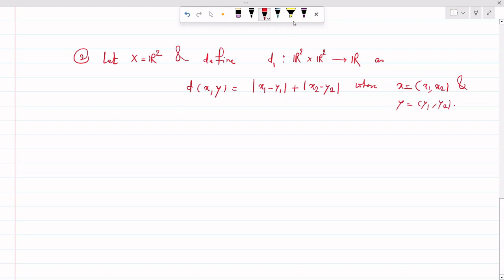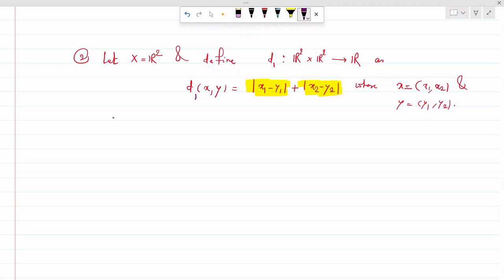So let's now try to identify that this particular d1 is also a metric on R2. So for a solution, first of all, we'll try to establish the conditions one by one. You can observe here that this is mod of x1 minus y1, so this is non-negative. This is mod of x2 minus y2, so this is again non-negative. So the sum of two non-negative numbers is again non-negative. So this particular d1 of x comma y is always non-negative. So that condition can be easily established.